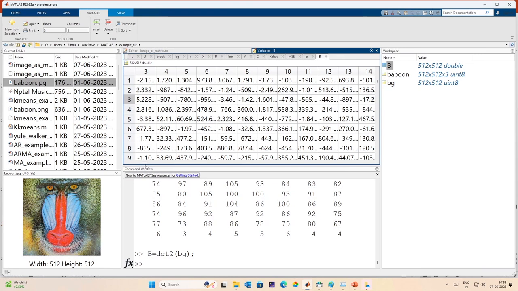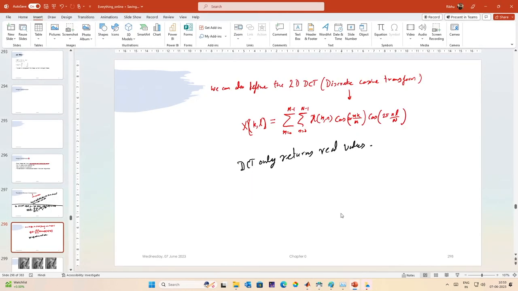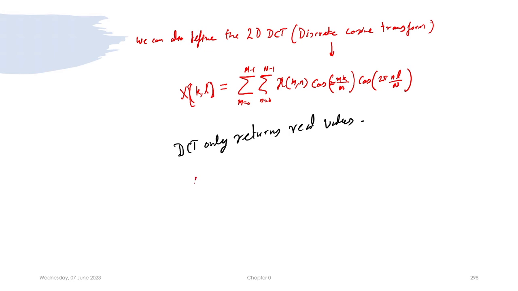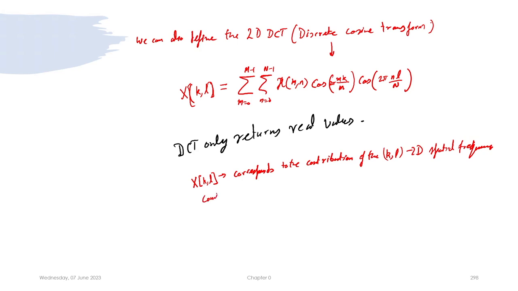So, let us also try to interpret the two-dimensional transform while we are doing this. The klth coefficient X_kl corresponds to the contribution of the klth 2D spatial frequency component in the image.